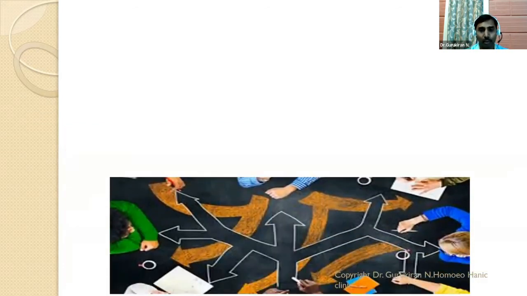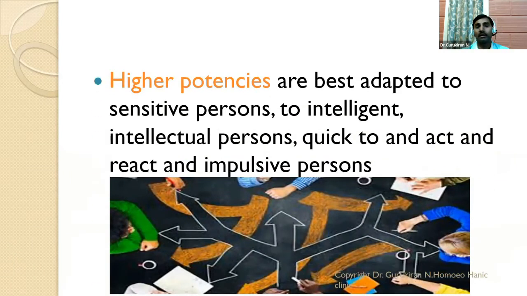These are all very, very important clinical tips. Higher potencies are best adapted to sensitive persons, to intelligence. If you consider a patient who is very intelligent, we have the chance to prescribe higher potencies. Intellectual persons, quick to act and react, and impulsive persons. If you get these kinds of patients in a clinic, we have the scope to prescribe higher potencies. This should be remembered.